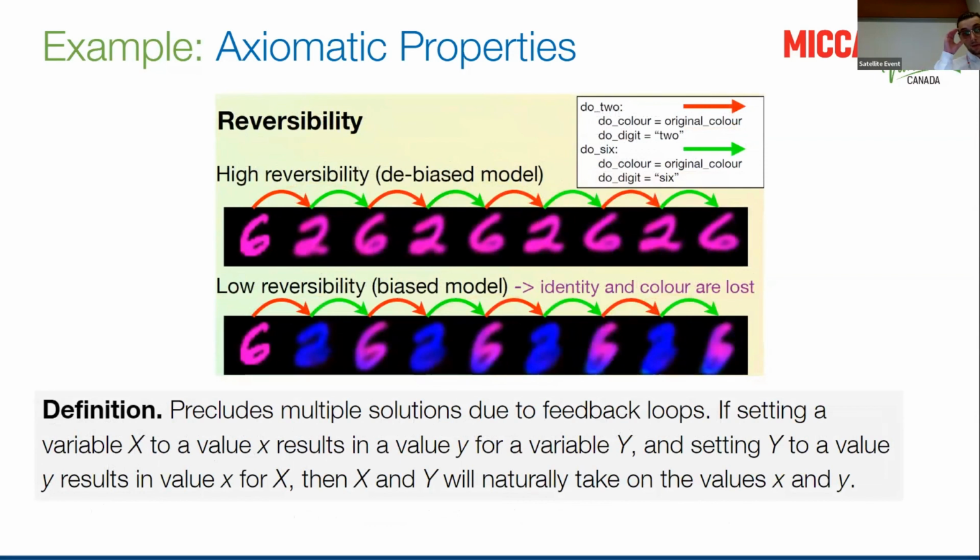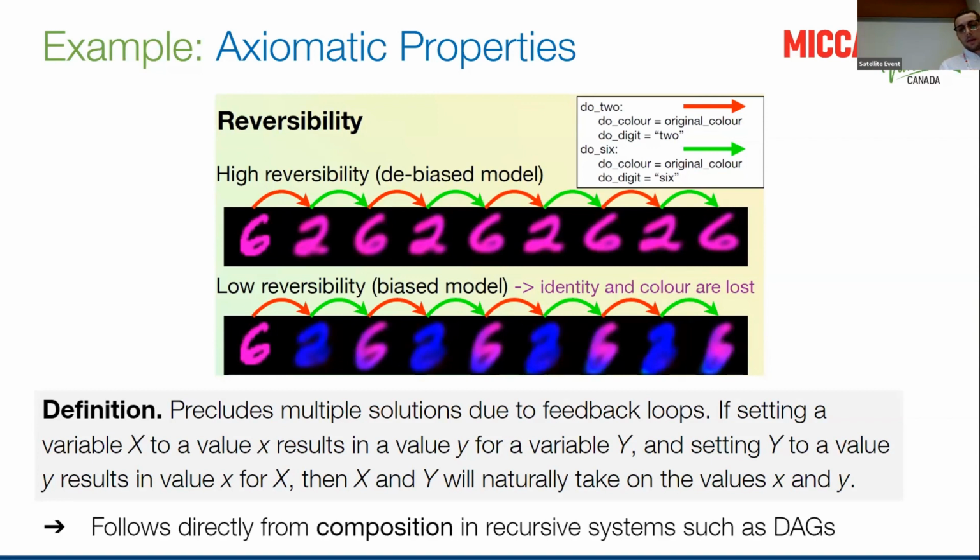So reversibility is the last one. This one's a little bit tricky, but you can understand it as cycle consistency. So how well can you go back and forth between changing a specific attribute of the image and then going back to the original attribute, and to what extent you lose the identity as you do this multiple times. And this follows directly from composition, actually, in recursive systems such as DAGs. So when you measure composition in DAG models, you're basically doing this anyways for free.